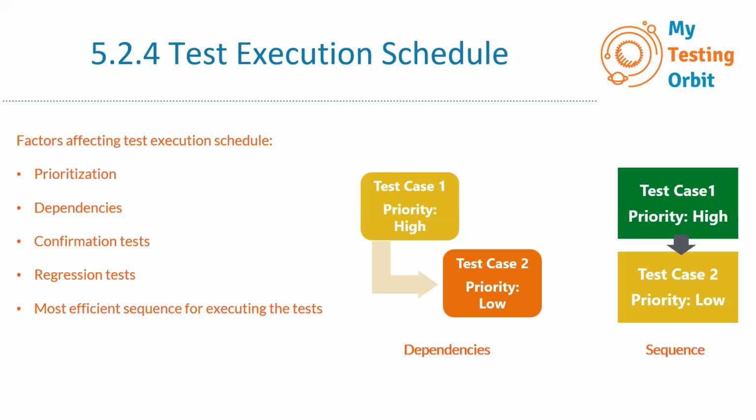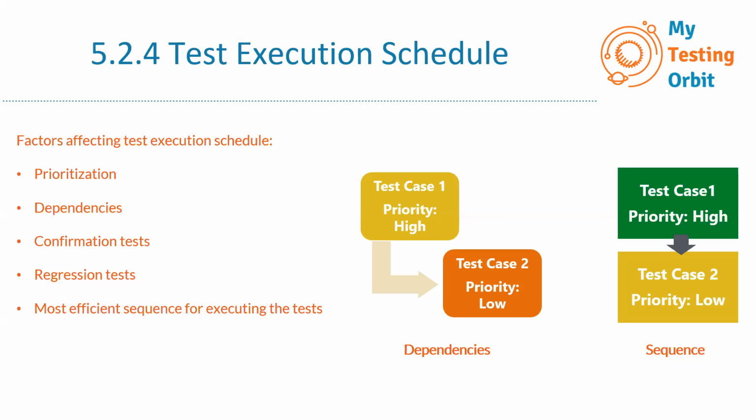Okay, so the next section is test execution schedule. Right, so once we have our test cases and our test procedures all designed, we can group them into different test suites. And these test suites are then arranged in a schedule of the test execution. So this is basically what defines the order in which these tests will be executed.